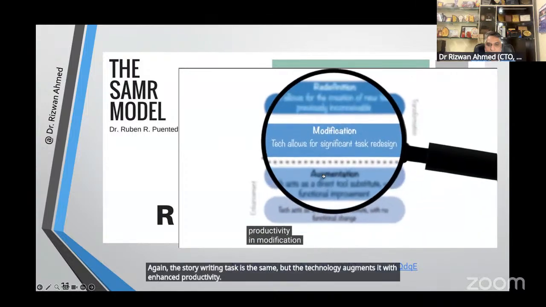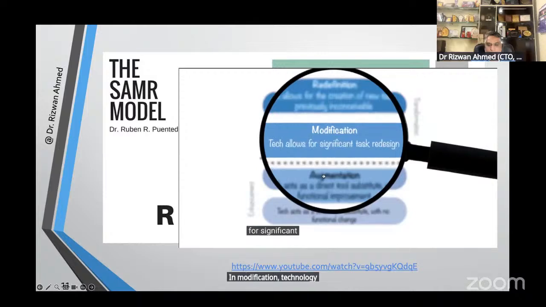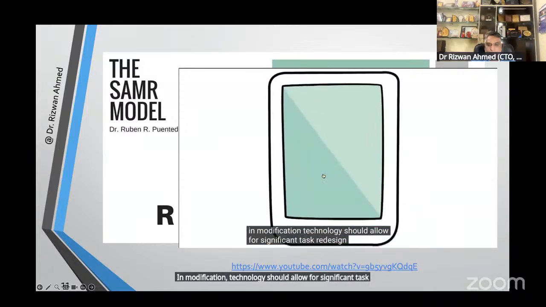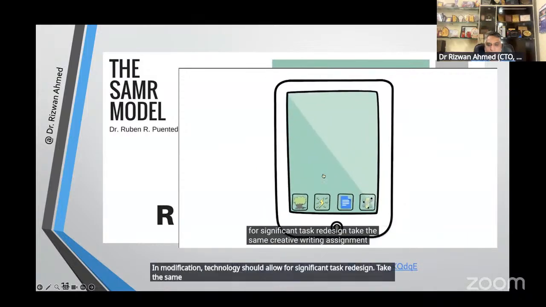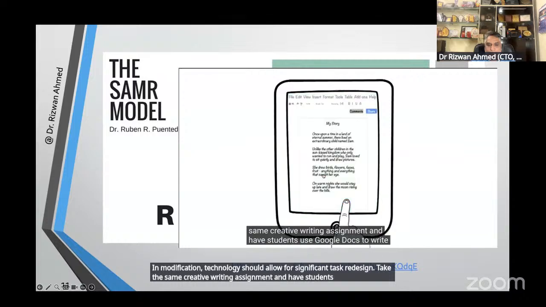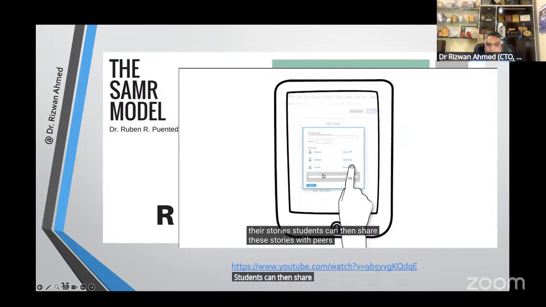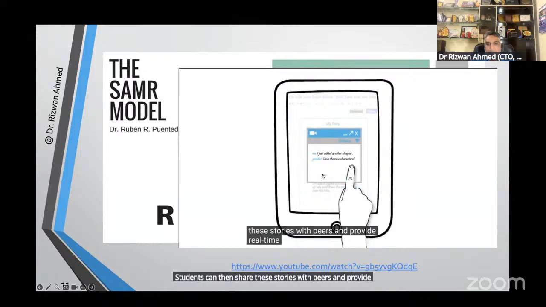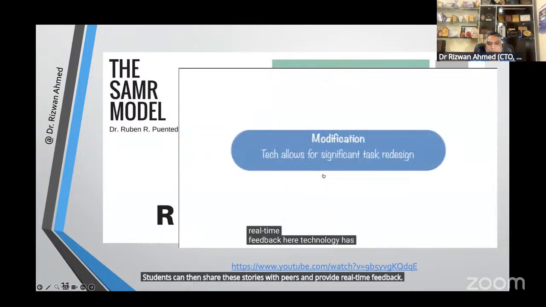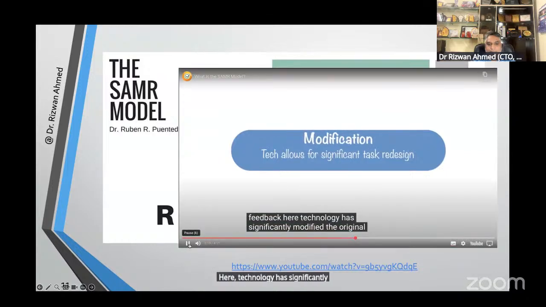In modification, technology should allow for significant task redesign. Take the same creative writing assignment and have students use Google Docs to write their stories. Students can then share these stories with peers and provide real-time feedback. Here, technology has significantly modified the original task.